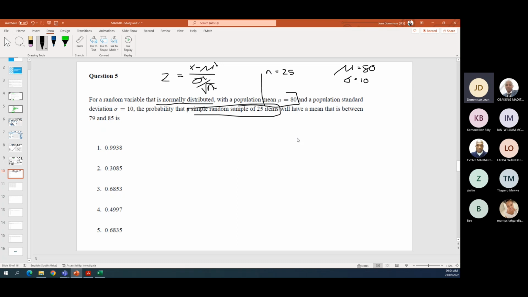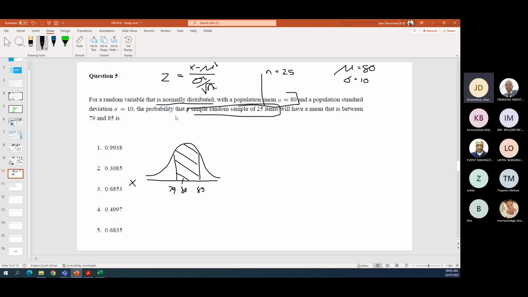What is the probability that the sample will have a mean that is between 79 and 85? Okay, so what we're busy with now is on the X table, and I must still convert it to Z's. So there's the 80, there's the 85, there's the 79, and they want us to calculate that area.